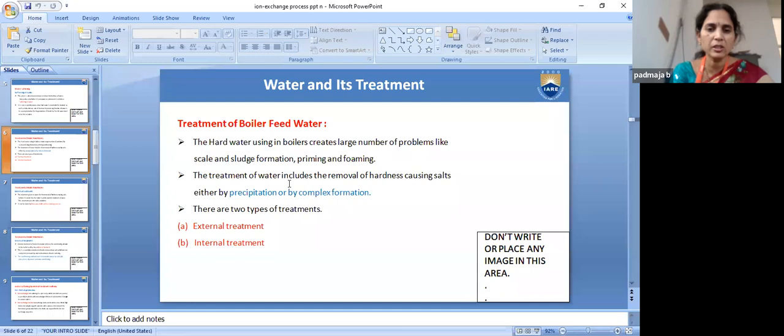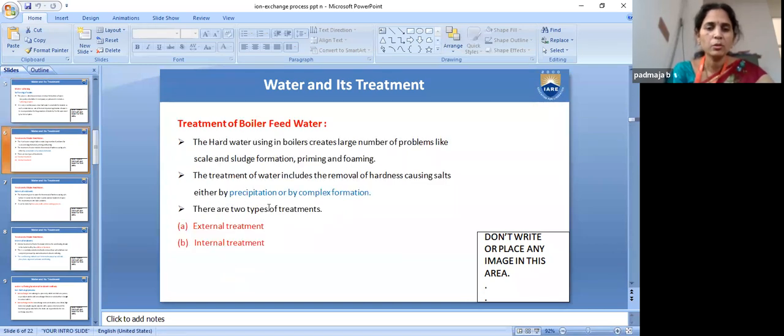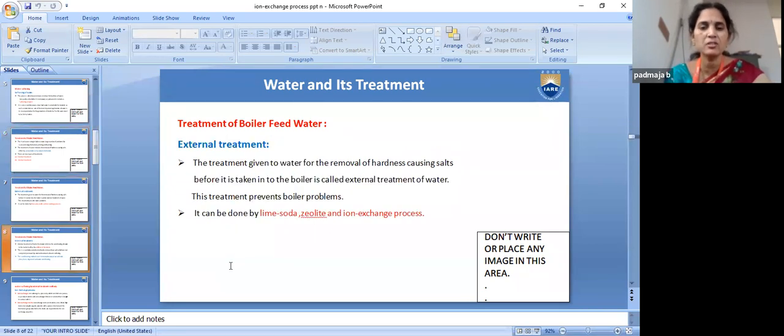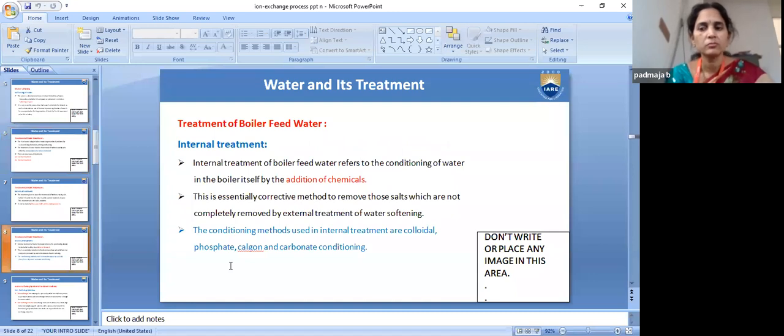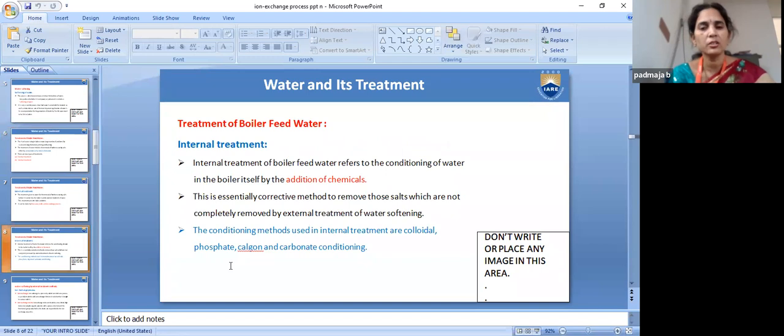One is external treatment, and the other one is internal treatment. So what is internal treatment, students? Using chemicals. We add chemicals directly into the water, and we reduce or remove the hardness. We add chemicals directly into the water.